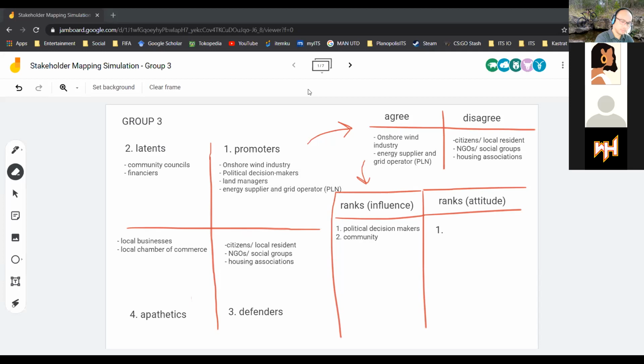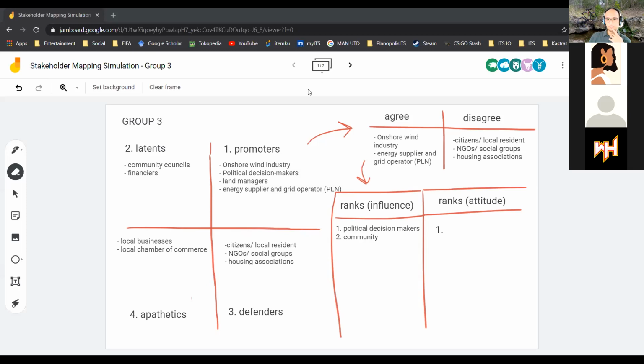That's it for the promoters. And then to the latents one, the community councils. In our group opinion, the first one is the community councils, because the community council is the one that has the last say, like if they agree or not to the decision. And also the financiers, because they will help to finance the whole operation or project.